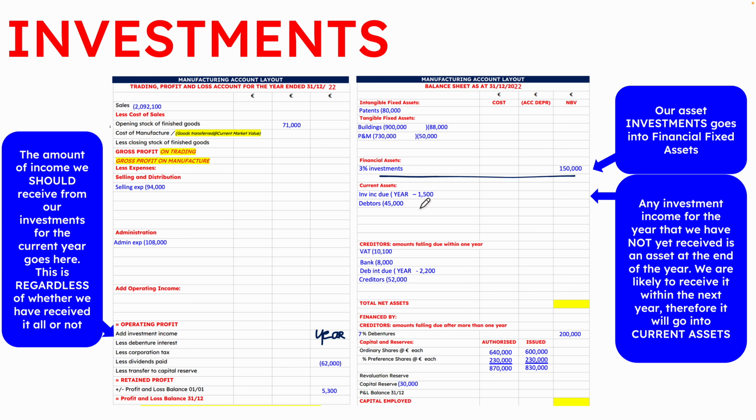Investment income due then will go up in our current assets. So whatever it is for the year, minus 1,500 that we have received, will be our investment income due at the end of the year.